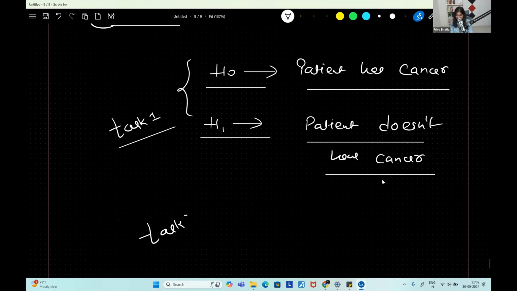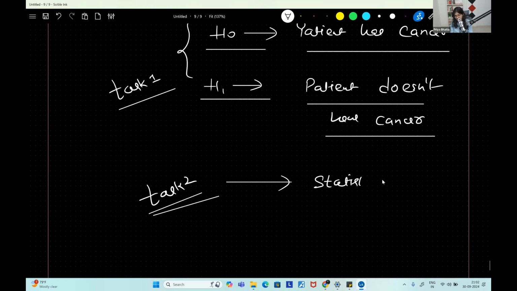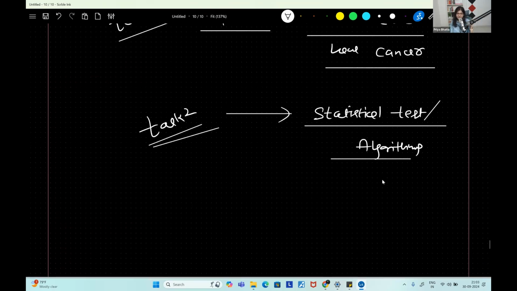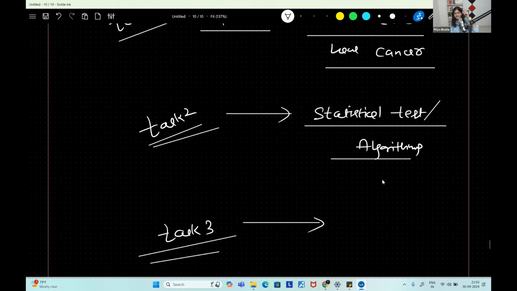Task number two will be that you will apply the statistical test, or you will apply any other ML specific use case, maybe any algorithms, whatever you are doing in task number two, just to get that result. If you're applying a statistical test, you will compare that with a critical value. If you're applying any algorithm, you will compare it with the evaluation metric. And then at the end of the day, in task number three, you will compare the values which you are getting with the critical value, if you're applying a statistical test.